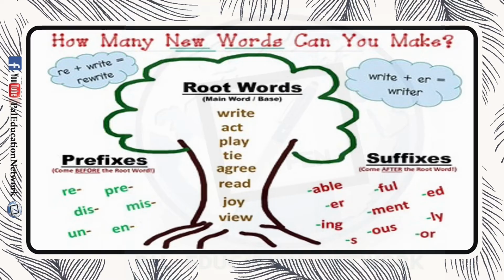Now let's look at one example. I am giving you some root words in the middle, and let's see how many new words you can make. So I'm going to start from this side. I have the word write. Give me a new word. Writer. Next, act. Actor. Okay, next. Give me play.